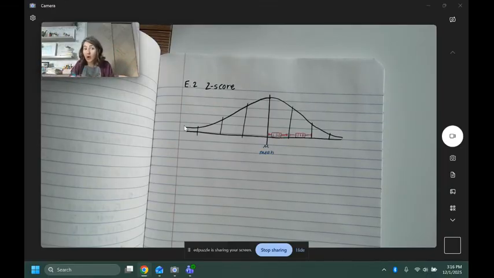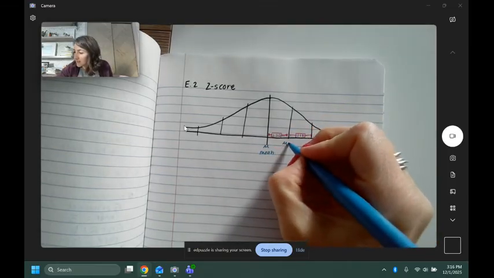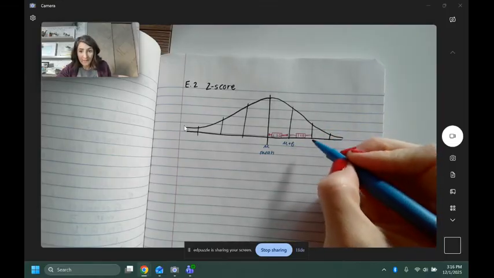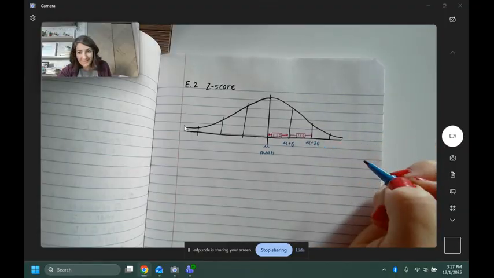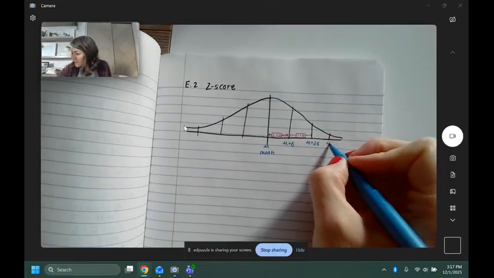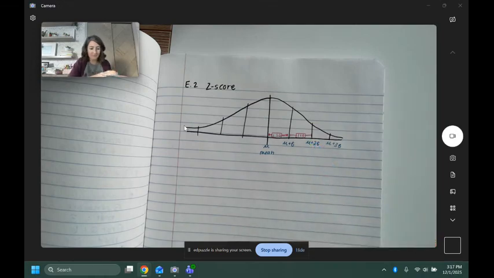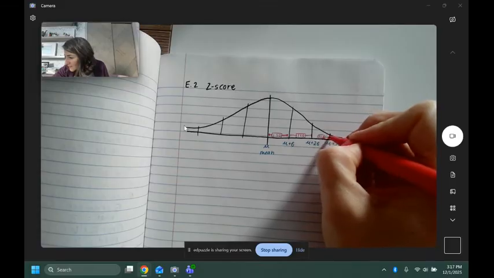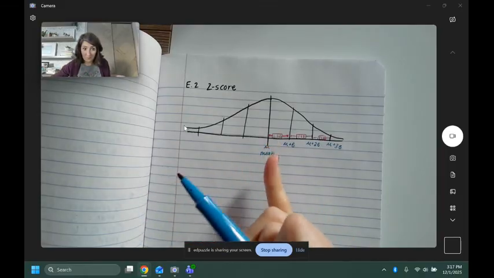Okay? So that means where this one is here is your mean plus 1 standard deviation. And this one is going to be your mean plus 2 standard deviations. And this one is going to be your mean plus 3 standard deviations away. Because 1, 2, 3 standard deviations away from the mean. And the same will be true on the other side.